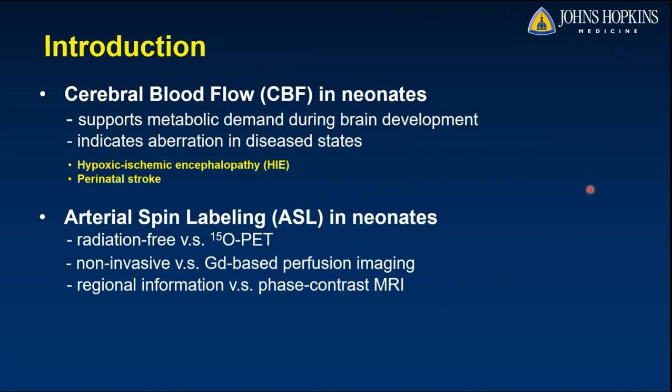Among these methods, arterial spin labeling MRI stands out for its suitability in neonatal application because it is, first, radiation-free, and it's non-invasive because it does not require any contrast agent injection. And also it can provide regional information. Even though ASL has been well established and extensively used in adults, its application in neonates still remains challenging.